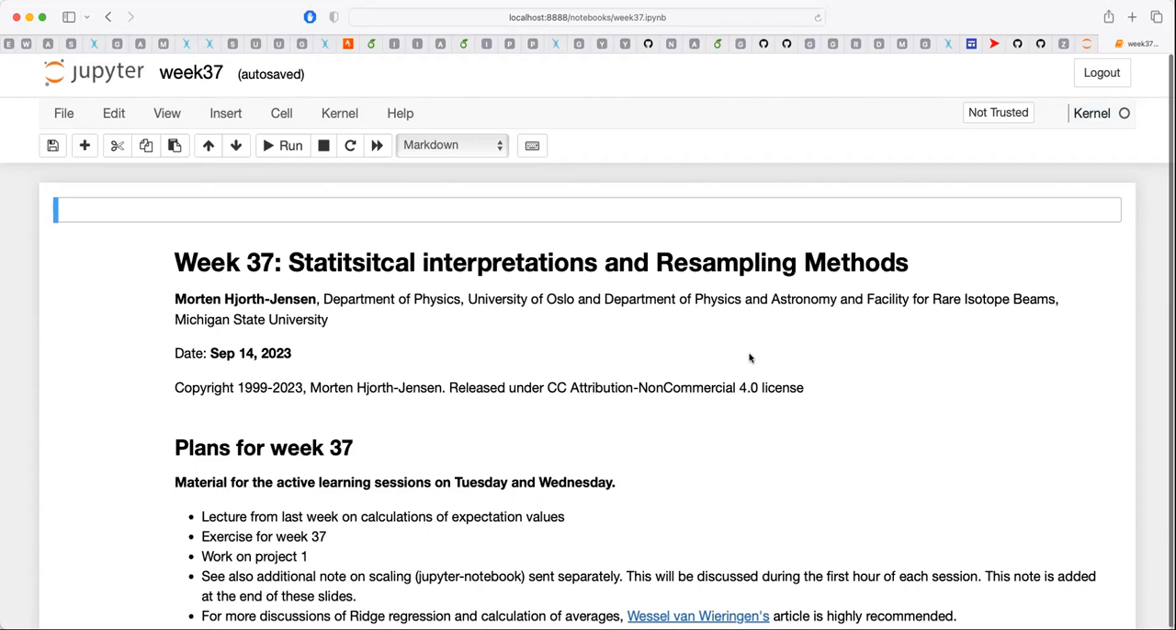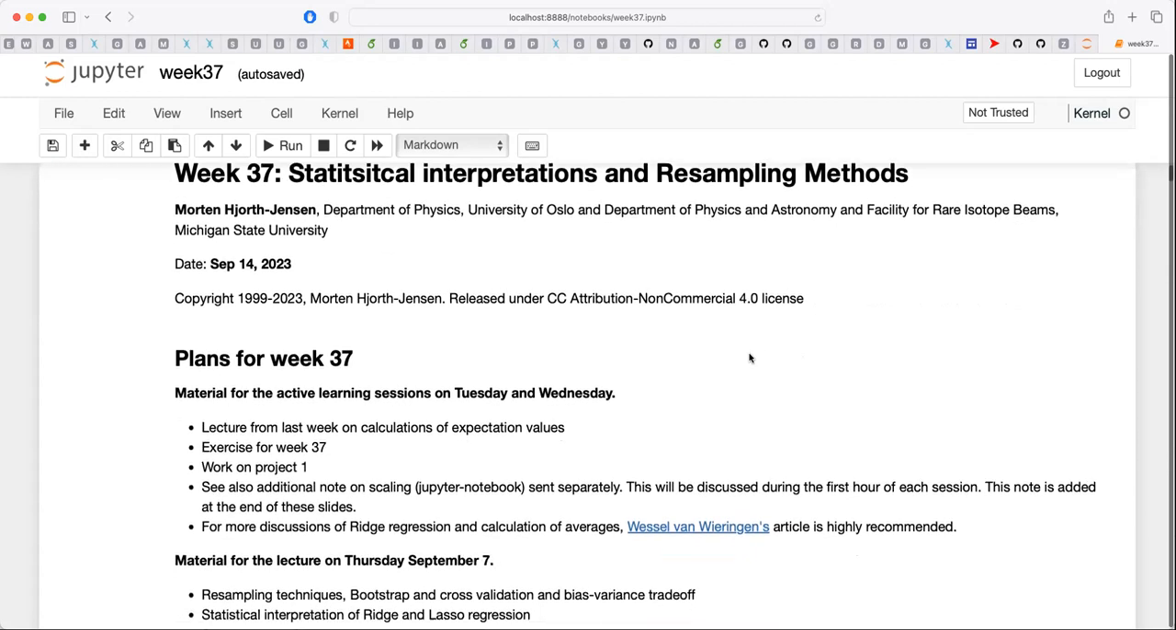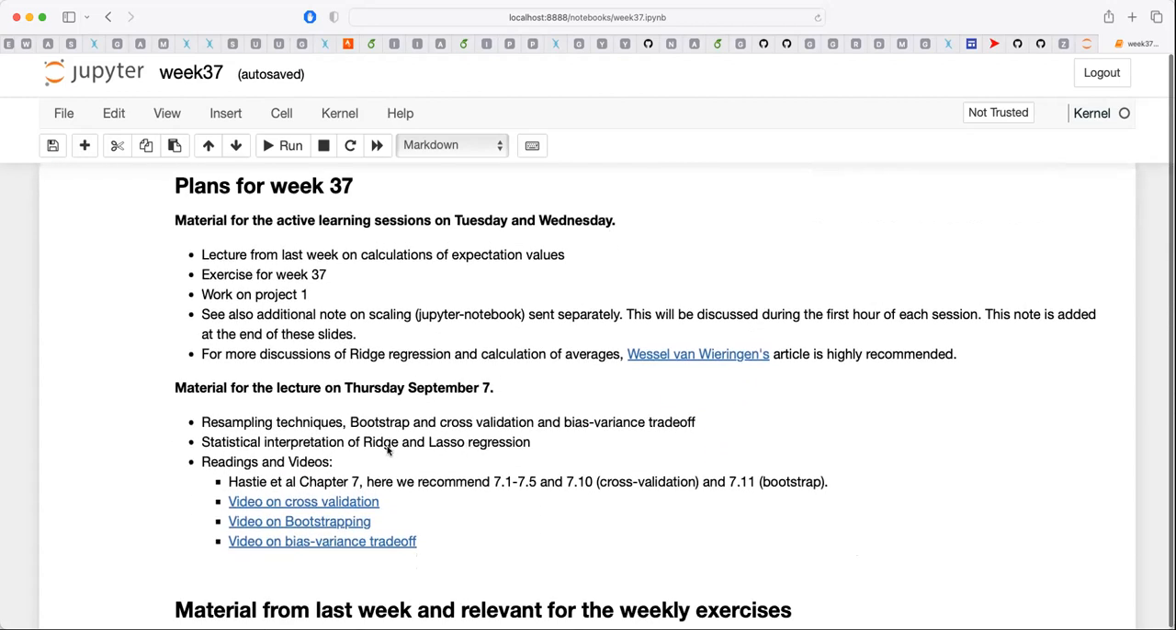So this is again a little bit about the statistics, which is needed in order to present the data and perform a data analysis with a statistical twist. So the lectures this week contain the statistical interpretation, in addition to the material we had for the weekly exercise, and then this material about resampling techniques. And there are two widely popular techniques.